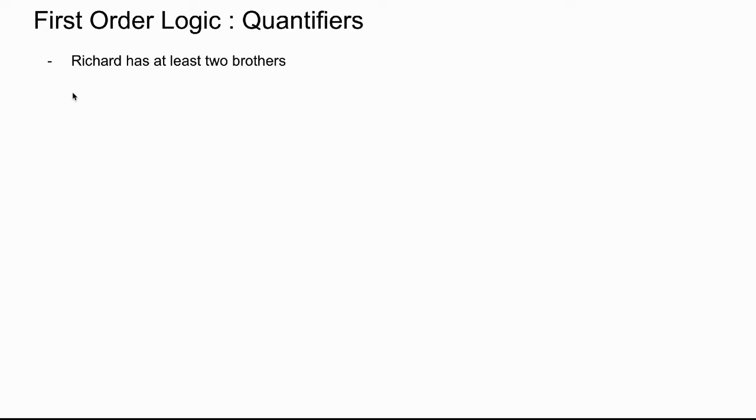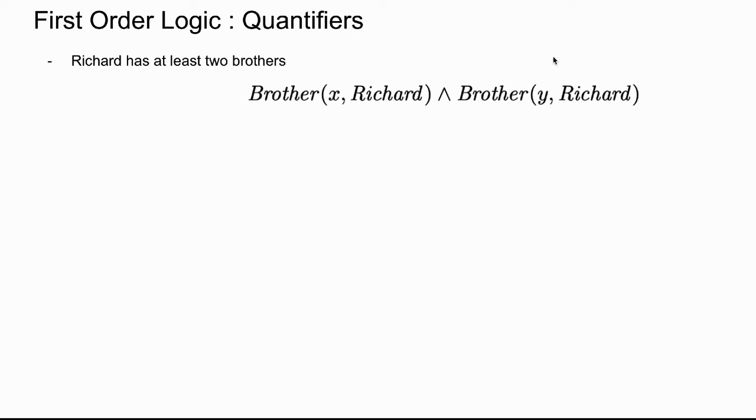So let's say we have another English sentence: Richard has at least 2 brothers. So now we define a function called brother(x, Richard), and now we have to use this to say that Richard has at least 2 brothers. So now we do that. We take another variable y and we say that brother(x, Richard) is true and brother(y, Richard) is true, and this is true for at least some x and some y.